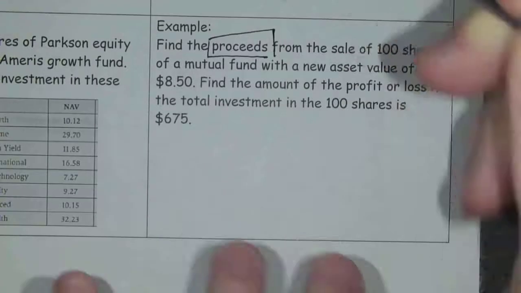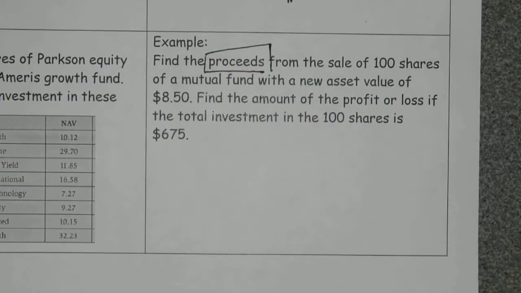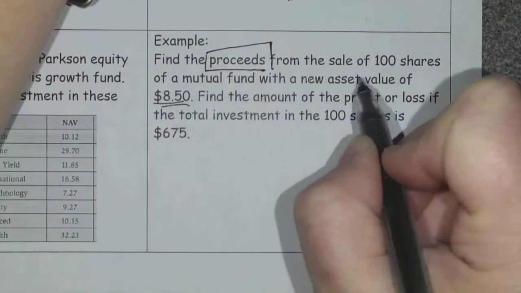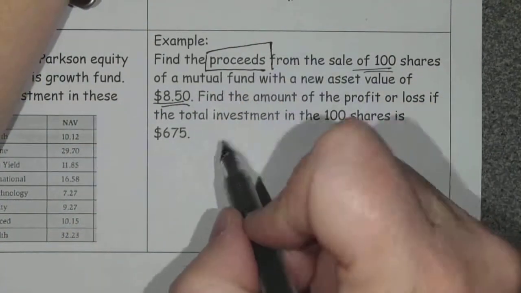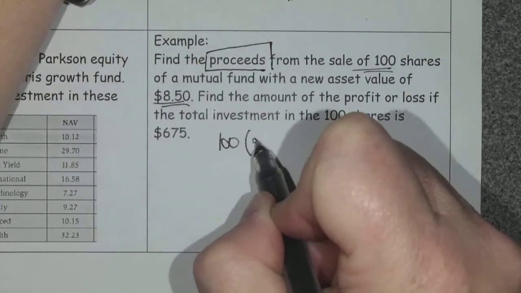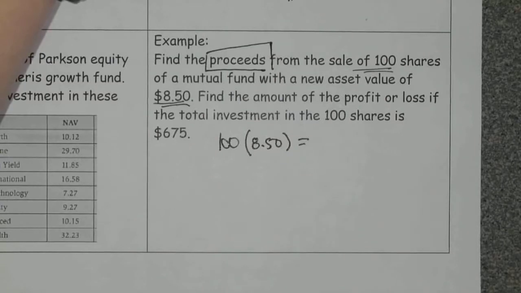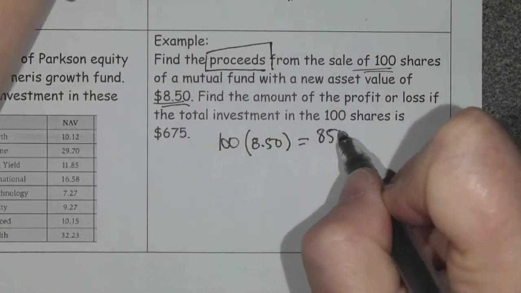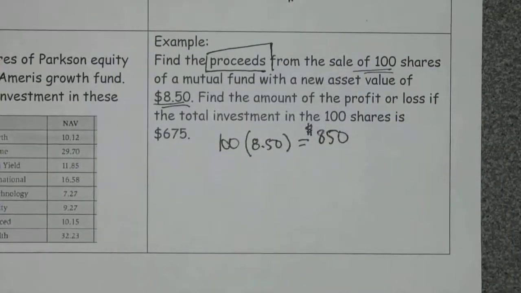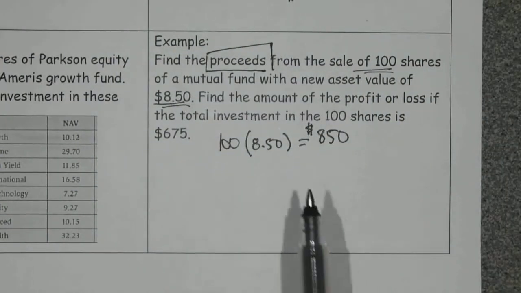Again, we're selling stock then. It says find the proceeds from the sale of 100 shares of a mutual fund with a net asset value of $8.50. So 100 shares at $8.50. That's going to be $850. So I could sell it for $850 right now. That's the amount that it would be worth right now.